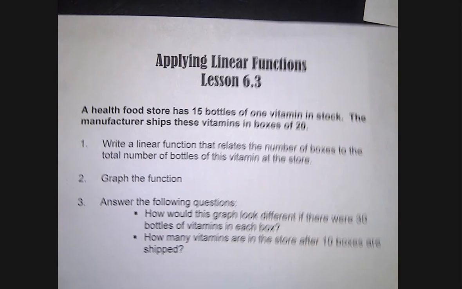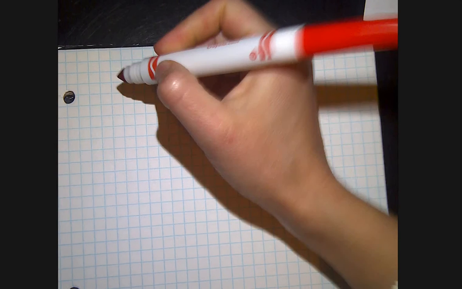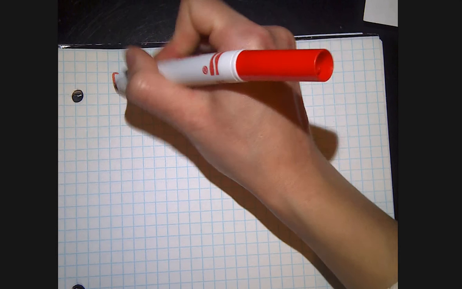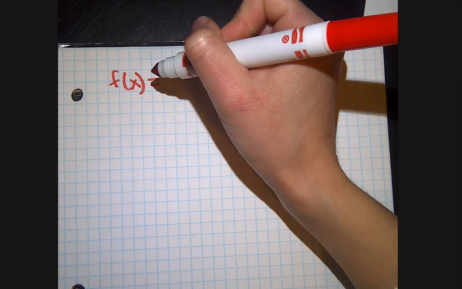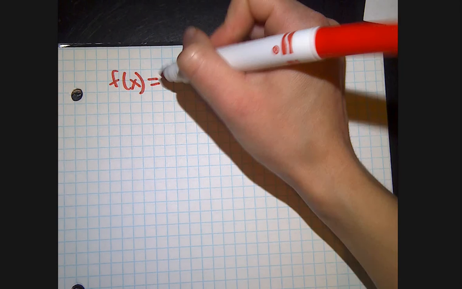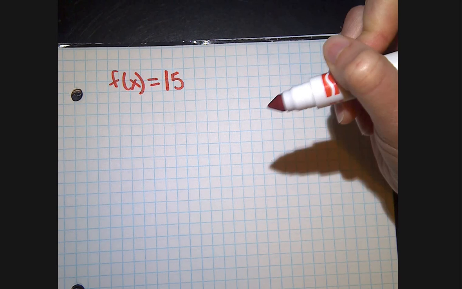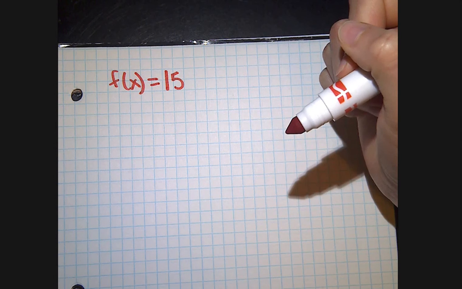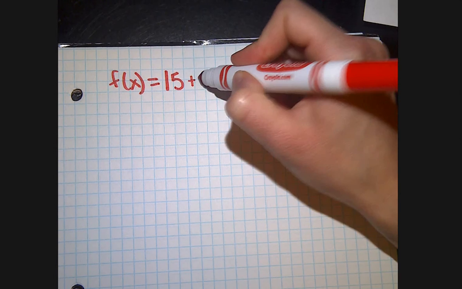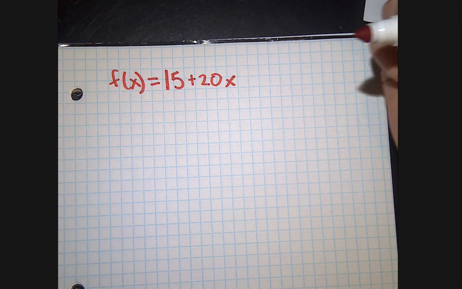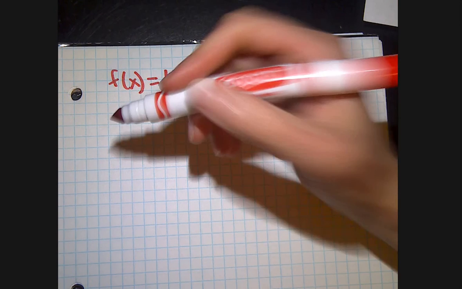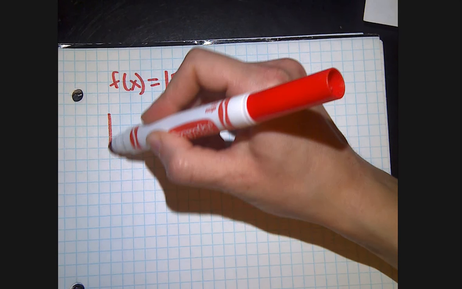Okay, so the first thing you had to do was write a linear function that relates the number of boxes to the total number of bottles of this vitamin at the store. It does say write a linear function, so you should have had f of x equals. They already had their y-intercept, what they started with, which was 15 bottles of one vitamin in stock, and they ship these vitamins in boxes of 20. So plus 20x. Okay, so that's what our equation should look like. And then when you graph this, you would not need a negative here because we can't have a negative number of vitamins.